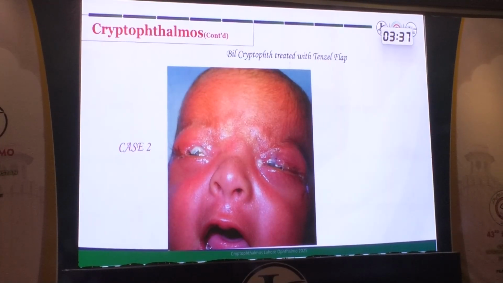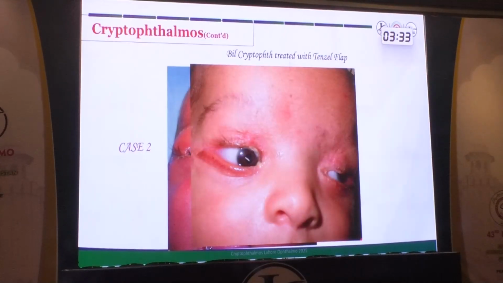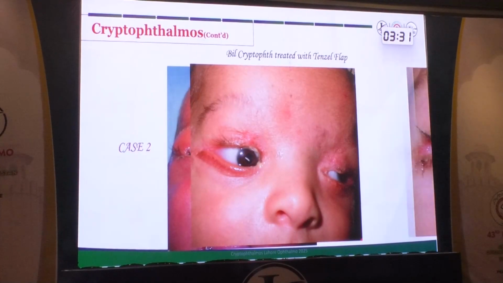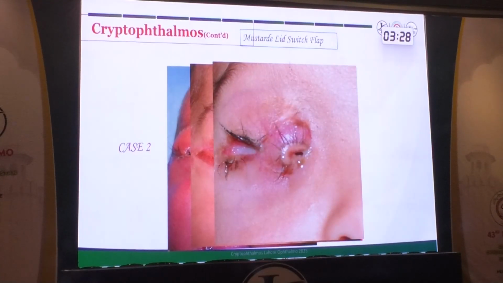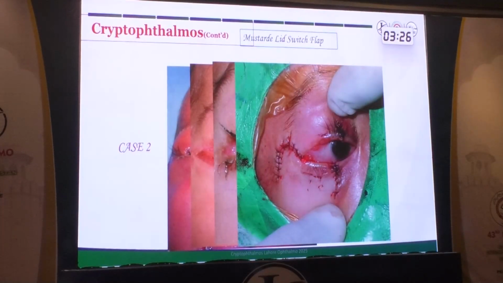This is another case of bilateral cryptophthalmos treated with tensor flap elsewhere. The patient presented with infection. I treated the infection first and then went ahead with the lid switch flap. This was the result after opening, and you can see the nice upper and lower lid contour.